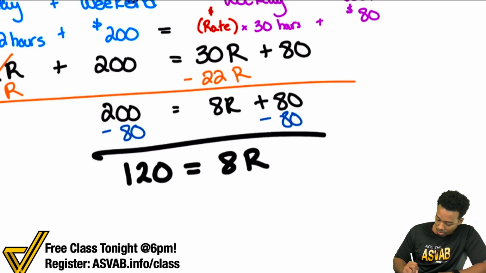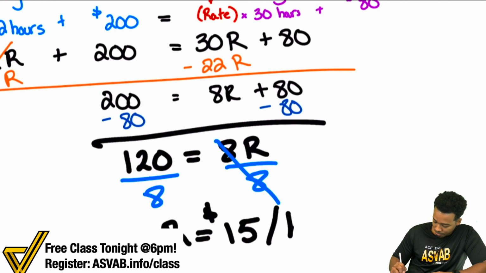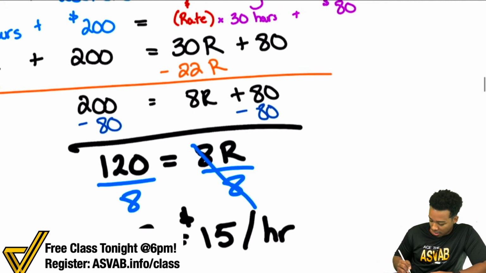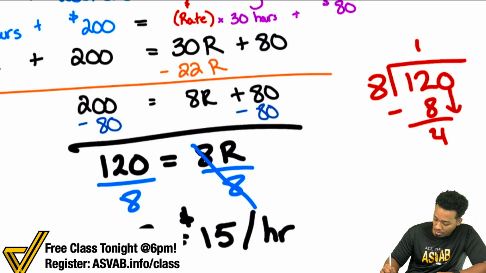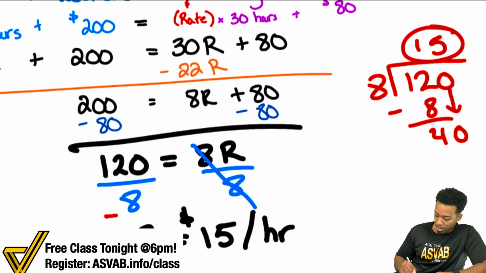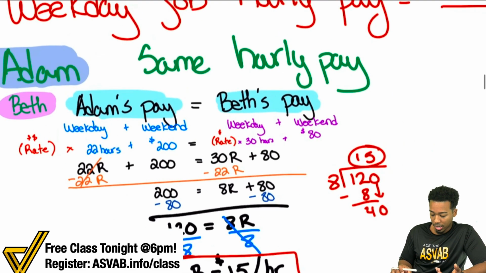And then lastly, we'll divide both sides by 8. And that's going to cancel out right there, giving us R equals $15 an hour. 15 bucks per hour. Don't believe me? Go ahead. We'll take the 8 here and divide it into 120. 8 goes into 12 one time, and then 8 goes into 40 5 times. So there it is, 15 bucks per hour. That is our answer, and you can check your work by actually plugging it back in.